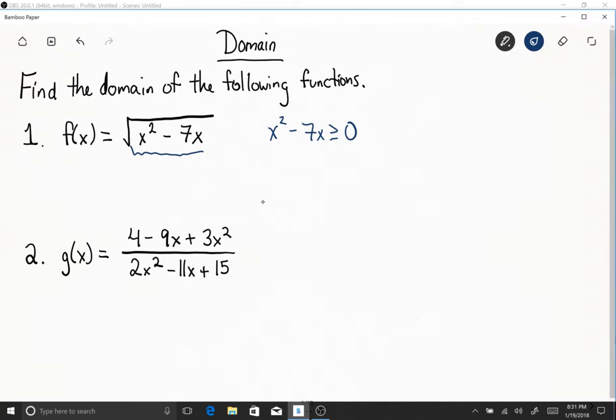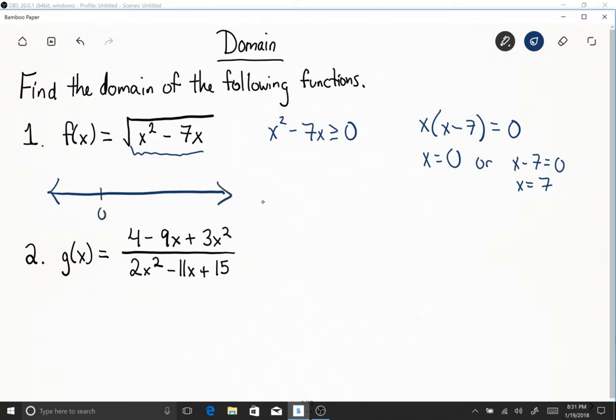So how do we solve this inequality? Well, first off, we set it equal to 0. So we get x times x minus 7 equals 0, because notice we have that equals point right there. And so this means x equals 0 or x minus 7 equals 0, which is the same thing as x equals 7. Now, some of you may remember this from college algebra. Some of you may not, but that's okay.